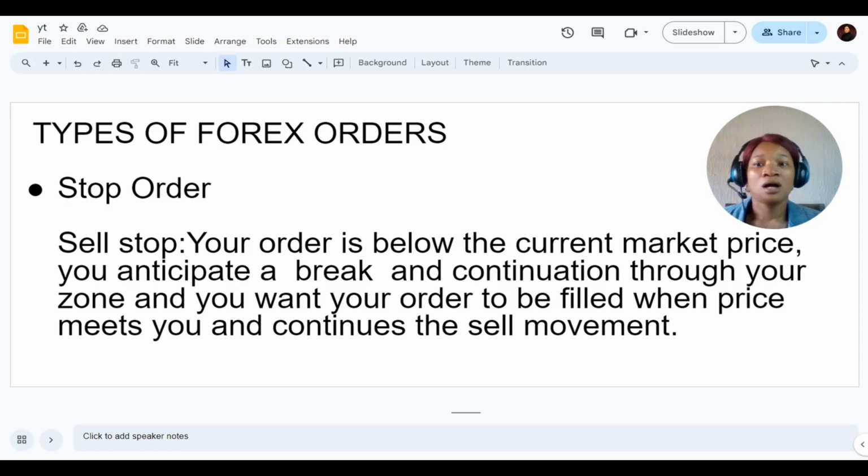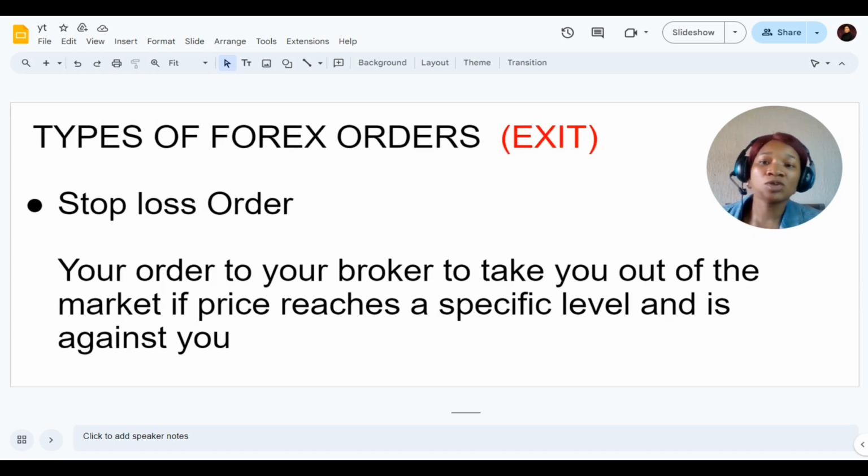Okay, so all of these that I have mentioned are just for entries, when you want to enter into the market. Orders you are giving to your broker for them to put you in the market, for them to put you in the trade. But there are some orders that you can also give to your broker to take you out of the market, which is the stop loss and the take profit order.